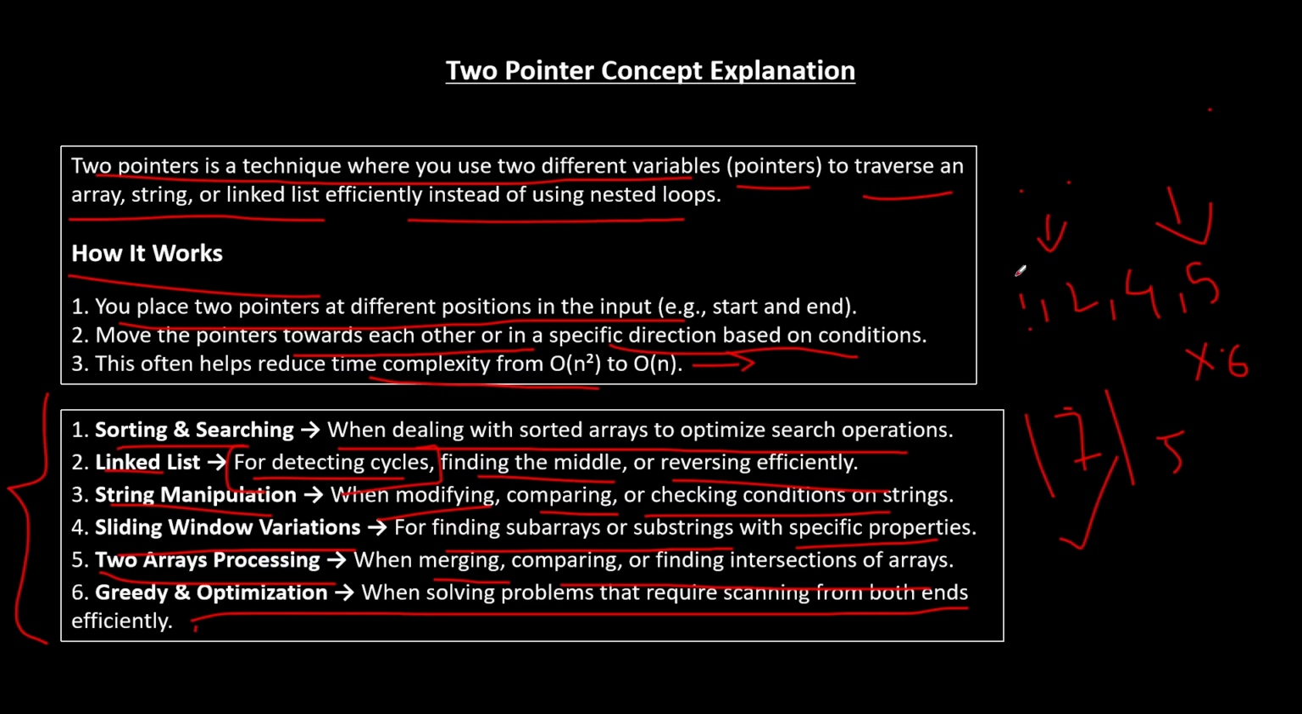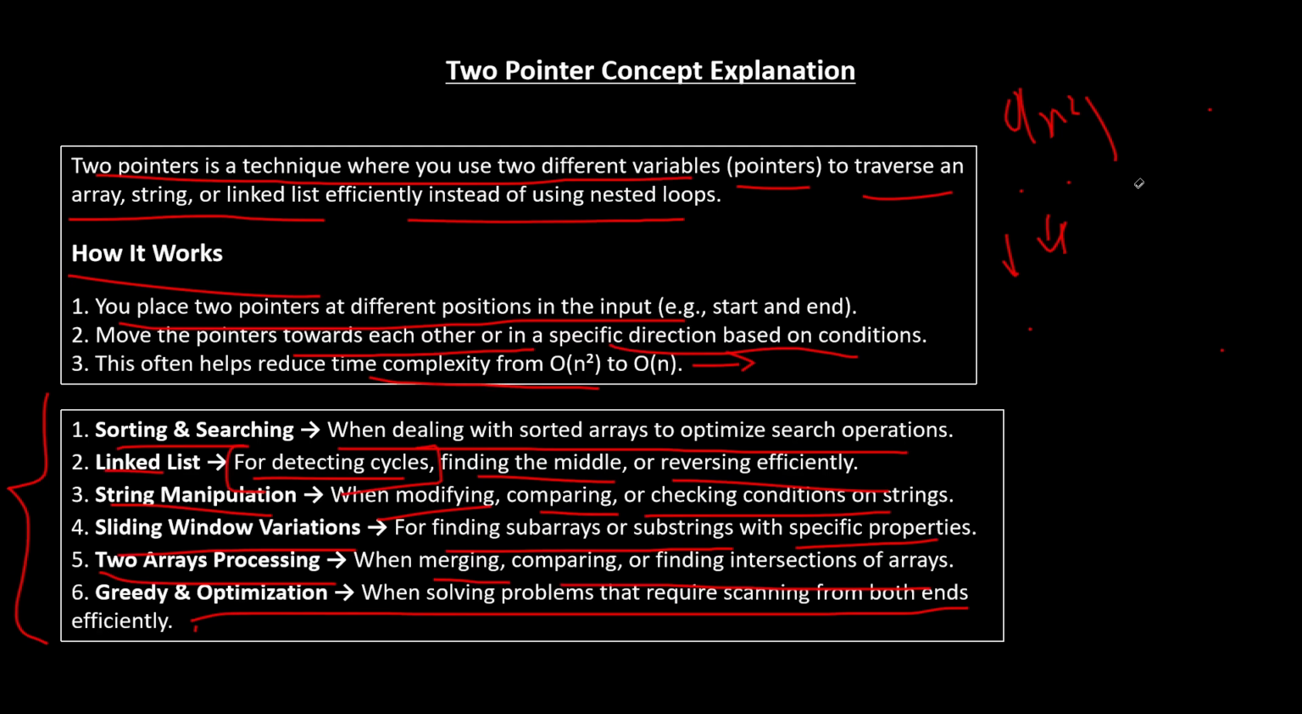This could be done in O of n squared complexity by keeping index 1 and traversing this complete array, then keeping this as 1 and traversing the complete array again. So this is one of the examples I could take right now for understanding the two-pointer concept. I hope you understood it now very clearly. Now let's move to the next slide.